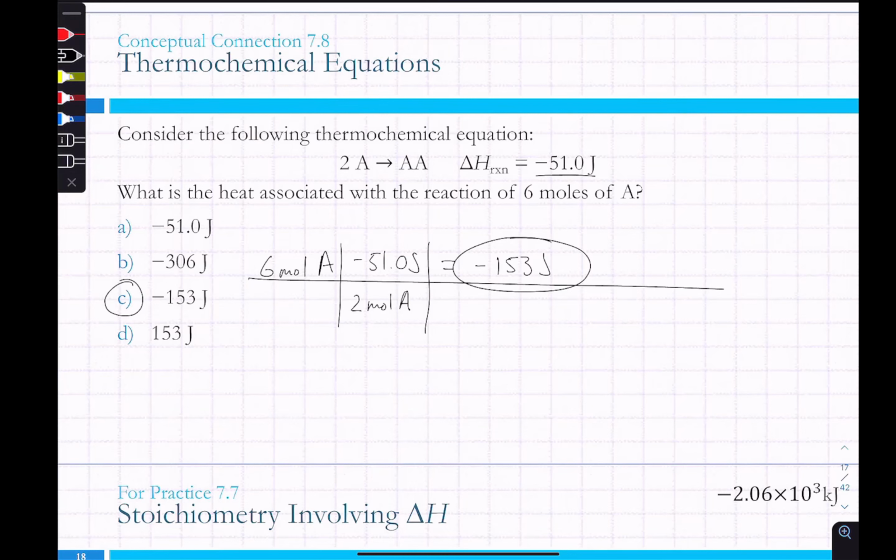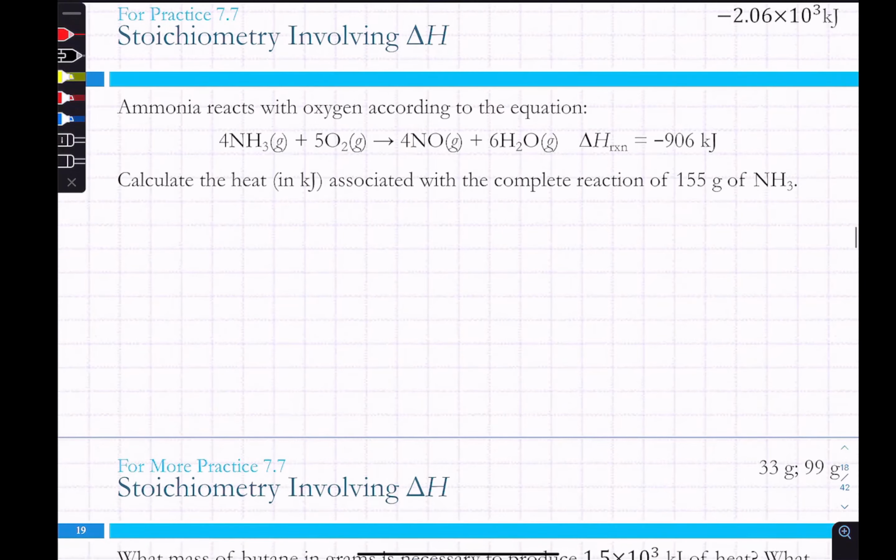All right, so another stoichiometric quantity. You can do this for something a little more complicated, just a bigger chemical equation, essentially. Ammonia reacts with oxygen according to this equation. So we can start with our 155 grams NH3.